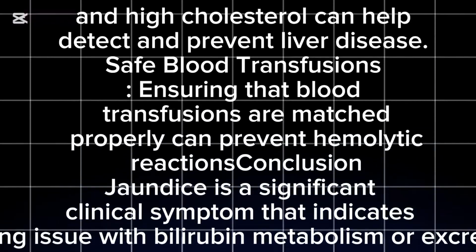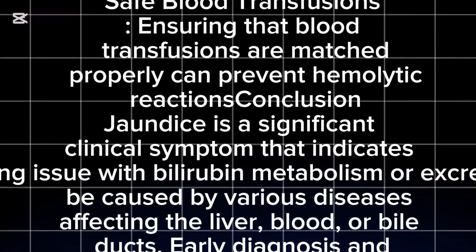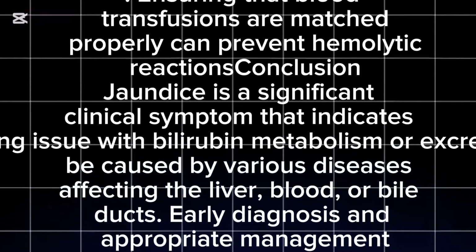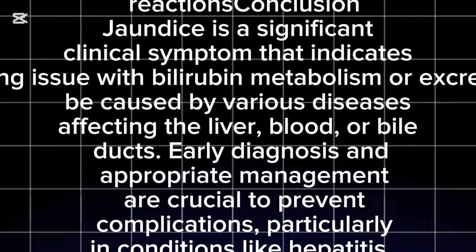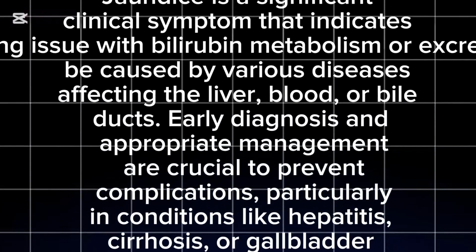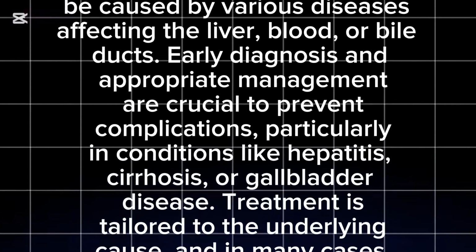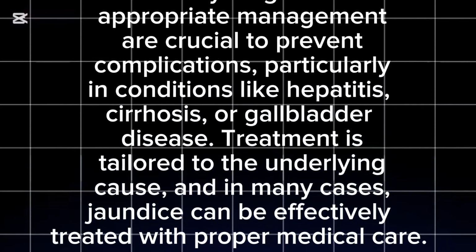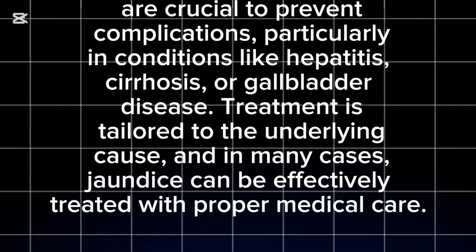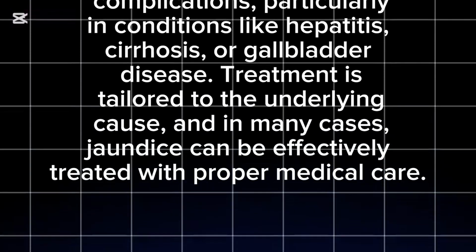Conclusion. Jaundice is a significant clinical symptom that indicates an underlying issue with bilirubin metabolism or excretion. It may be caused by various diseases affecting the liver, blood, or bile ducts. Early diagnosis and appropriate management are crucial to prevent complications, particularly in conditions like hepatitis, cirrhosis, or gallbladder disease. Treatment is tailored to the underlying cause, and in many cases, jaundice can be effectively treated with proper medical care.